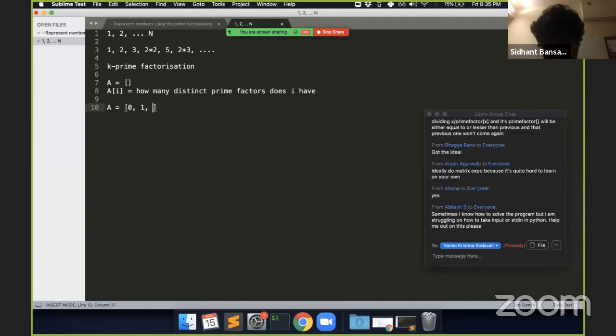Ignore 0. Ignore 1 also, actually. 2 will have one prime factor. 3 will have one prime factor. 4 will have one prime factor. 5 will have one prime factor. 6 will have two prime factors because 6 is 2 into 3. 7 will have one prime factor. 8 will have 1. 9 will have 1. 10 will have 2 because 10 is 2 into 5. 11 will have 1. 12 will have 2 because 12 is 2 squared times 3. And so on. That's it.